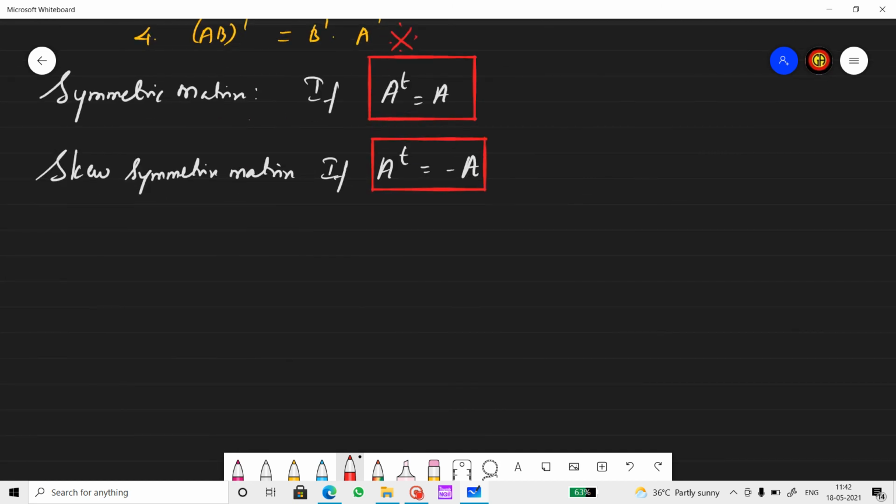Next one, symmetric matrix. If the transpose matrix is equal to the original matrix, if A transpose is equal to A, you call that a symmetric matrix. And if A transpose is equal to minus A, you call that matrix a skew symmetric matrix. So in my next video, I'll explain the different types of symmetric and skew symmetric matrices and expressing a matrix as a sum of symmetric and skew symmetric matrices.